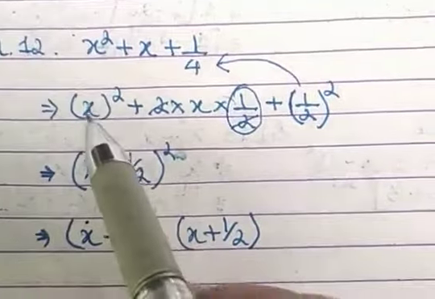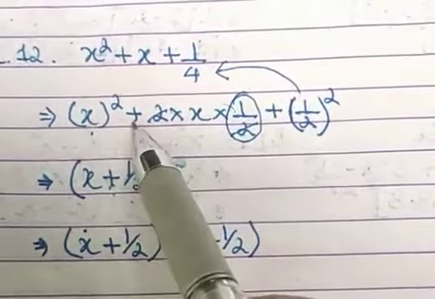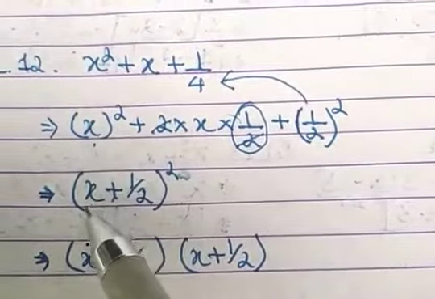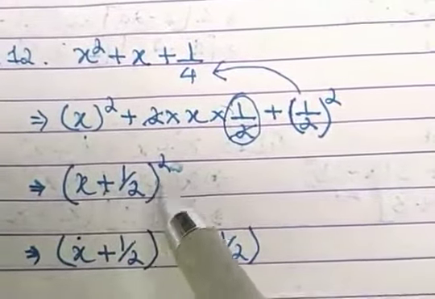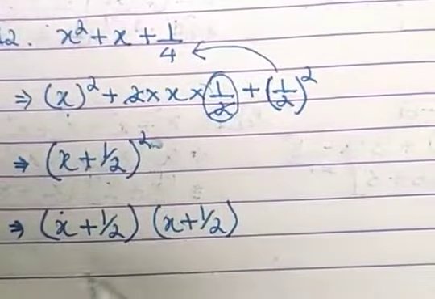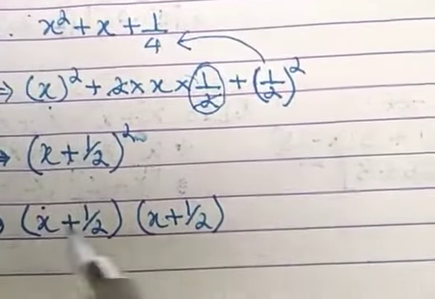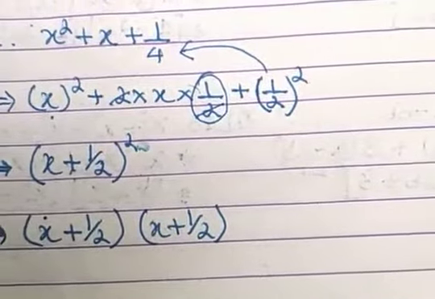So now what do I have? A plus b whole square, because it was about plus. For a we have x, plus b we have 1 by 2. So x plus 1 by 2 whole square. It can again be written as x plus 1 by 2 and x plus 1 by 2, the factor form, and we are done here.